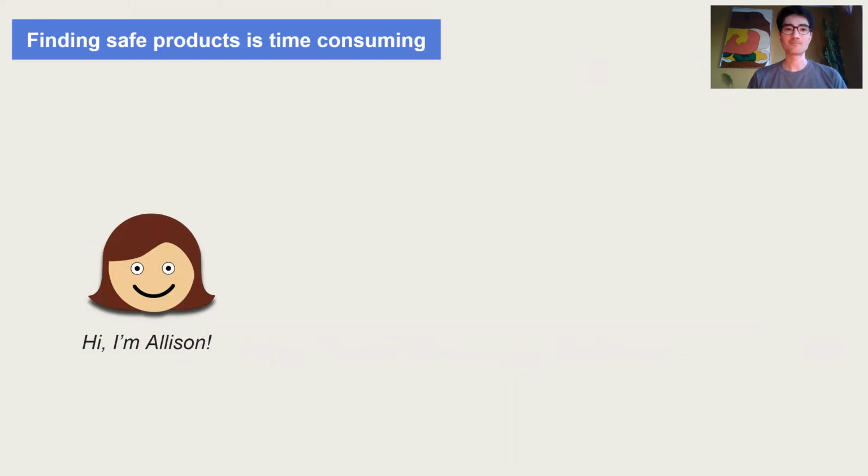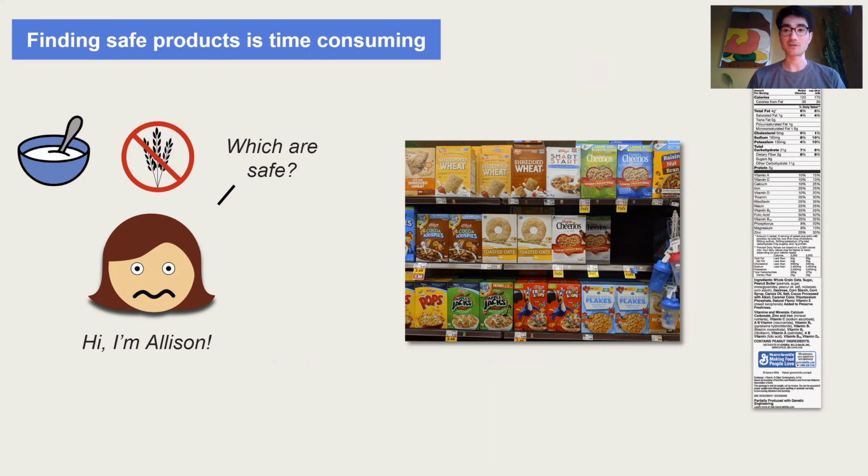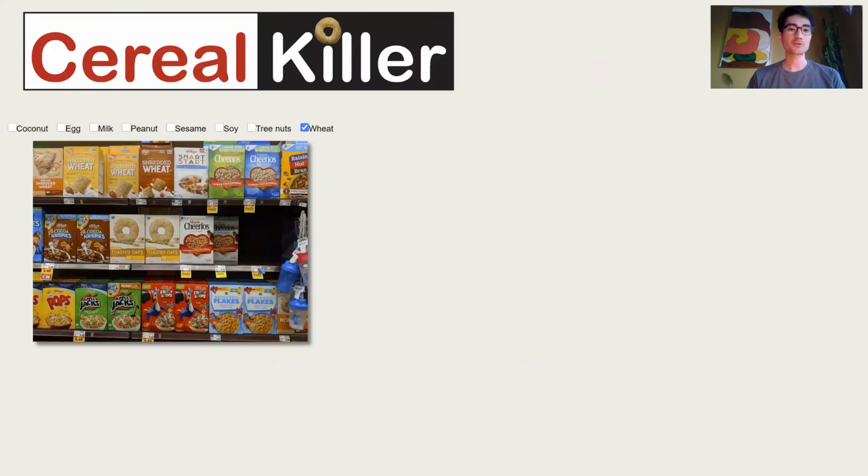This is Allison. Allison likes eating cereal for breakfast, but she also has a wheat allergy. When she's at the grocery store, it's really time consuming for her to sift through a bunch of boxes and find safe ones. Enter Cereal Killer.